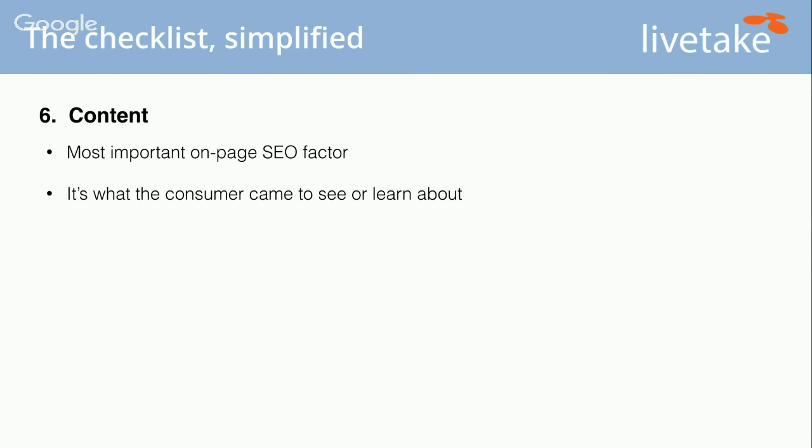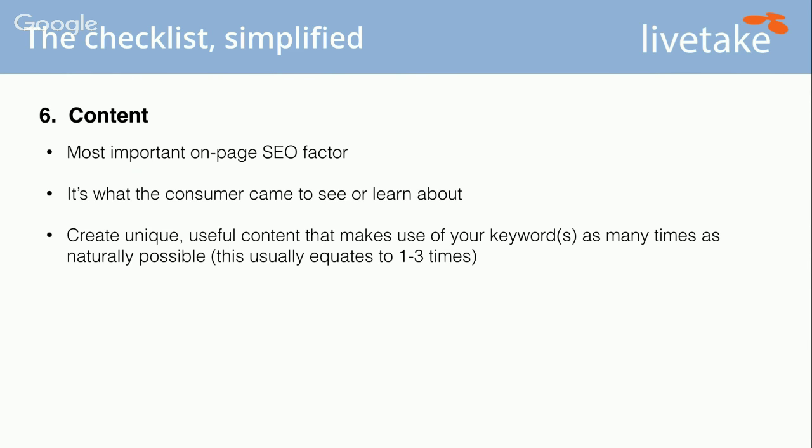Remember how I said, think about Google's lens, how they're trying to deliver the best result to their customer, which is the searcher. Well, this information from Google's perspective is what they actually came to see. So they give the biggest check mark, if you will, for having your keywords in the actual content text of your website. So what you want to do here is create unique, useful content that makes use of your keywords as many times as naturally possible. The keyword here is natural. Google is smart enough to pick up that you are, say, jamming a keyword into a paragraph unnaturally, and it'll actually negatively impact your ranking. So you want it to be natural.